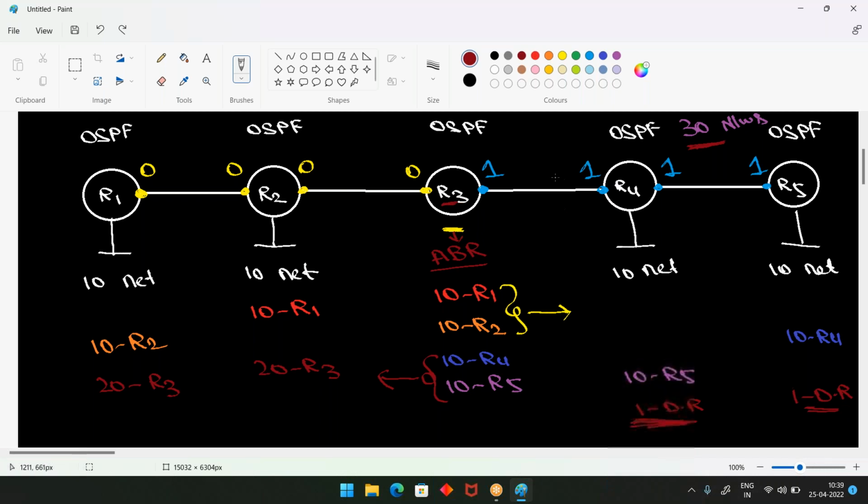So with the help of this default route, these two devices can communicate with the R1 router as well as the R2 router. In R1 and R2, we have the networks of the R4 and R5 routers as well. So these two devices can also communicate with the R4 and R5 routers. This is the concept of multiple areas.